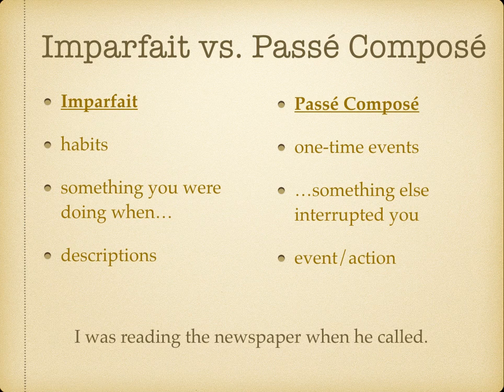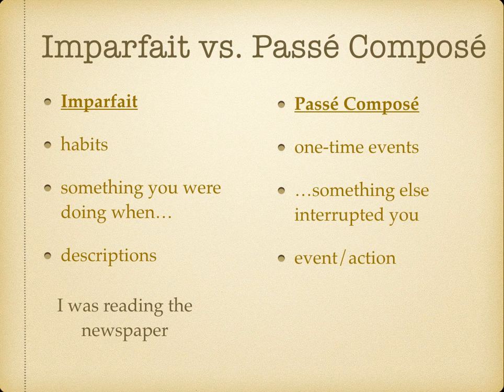Here's a good interruption sentence. I was reading the newspaper when he called. So I have two different verbs here, reading and called. So I have to figure out which one of those two things happened first on the timeline. The easiest way to do these is typically the was. Look for the was or the were, and 98% of the time that's going to be the first verb that happened on the timeline. So I was reading the newspaper when he called. Him calling is what interrupted my newspaper reading.